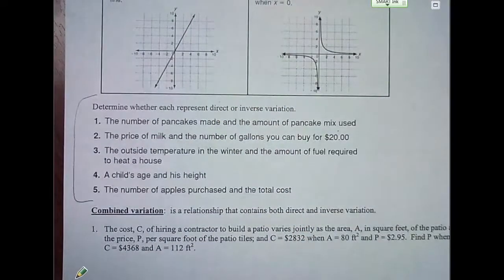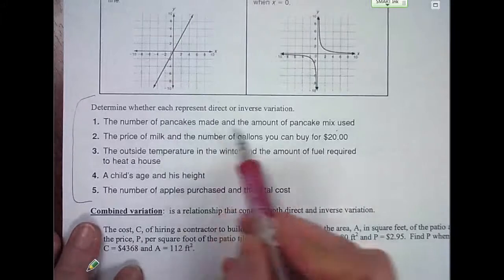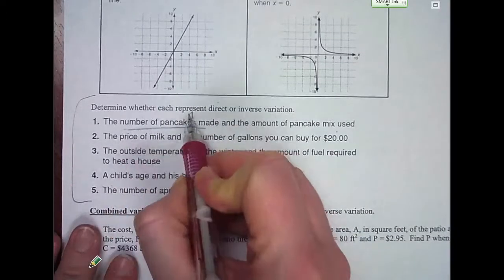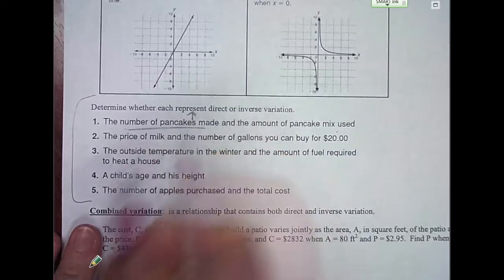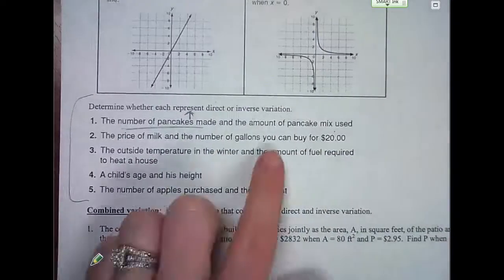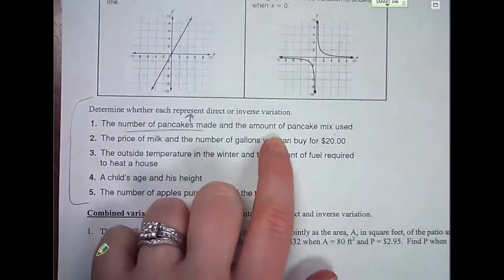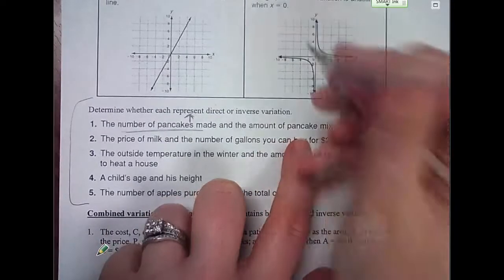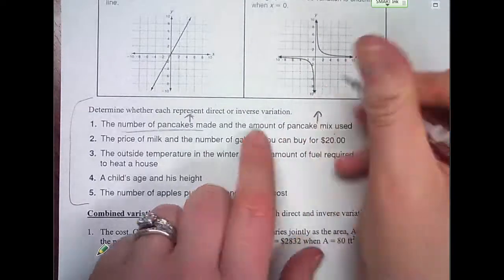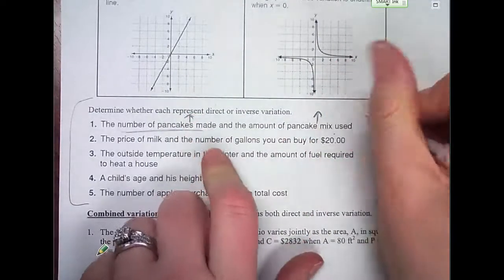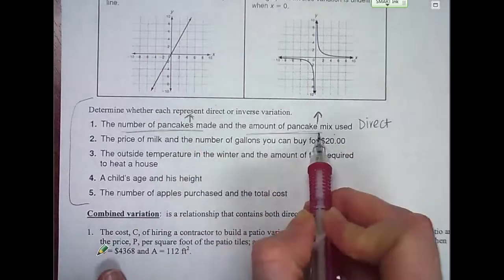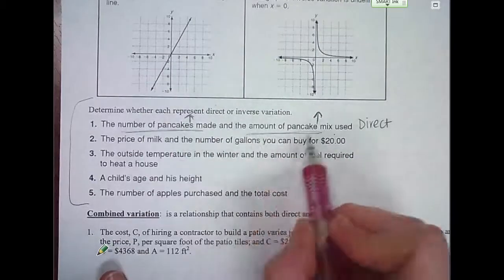So on number 1, it says the number of pancakes made and the amount of mix used. If you make more pancakes, so the number of pancakes increases, ask yourself, does the amount of pancake mix used increase or decrease? Well, if you're making more pancakes, you need more mix, so that's increasing. And since they're going the same direction, that would be an example of direct variation.